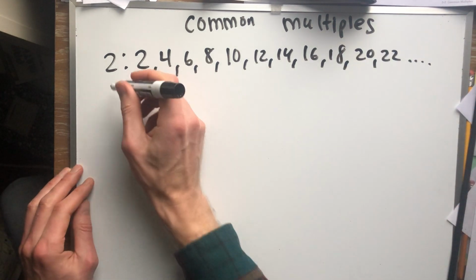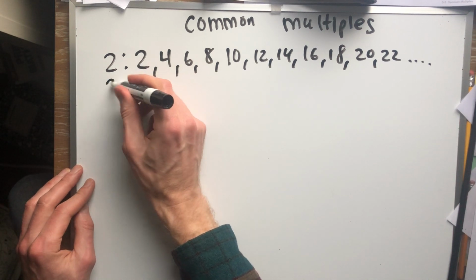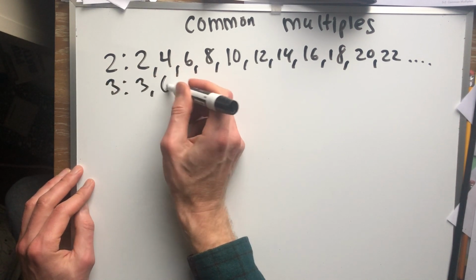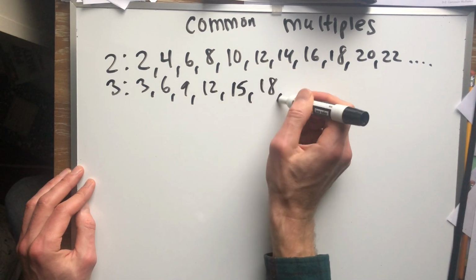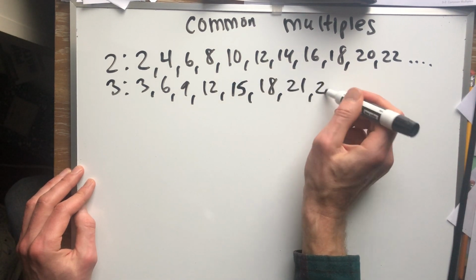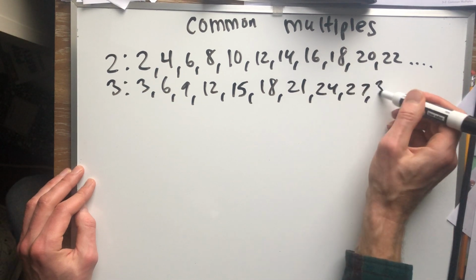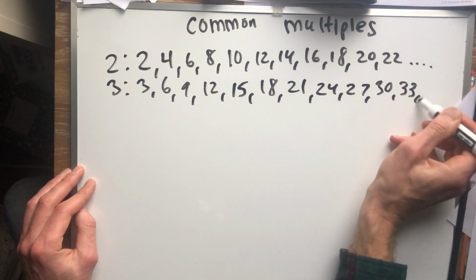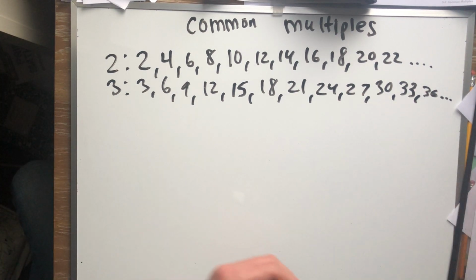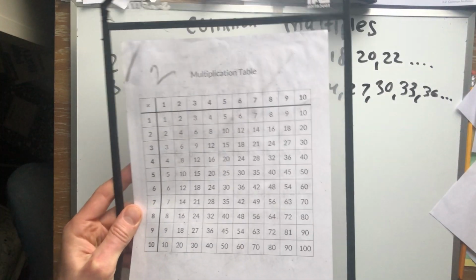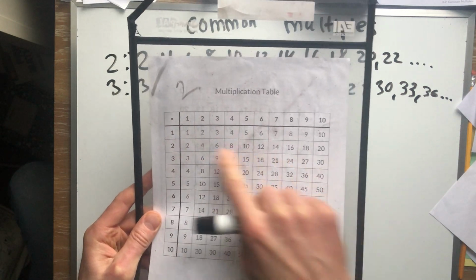It goes on forever. And let's look at 3. 3 is 3, 6, 9, 12, 15, 18, 21, 24, 27, 30, 33, 36. Notice how it just goes up by 3 each time because I'm just skip counting. And remember, the multiplication table is a good reference for these.